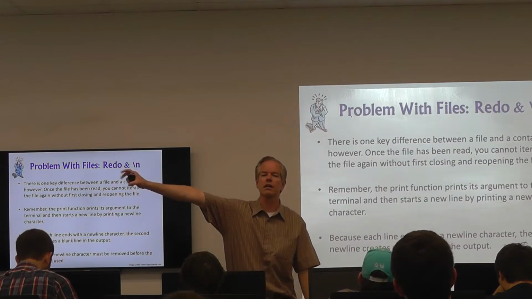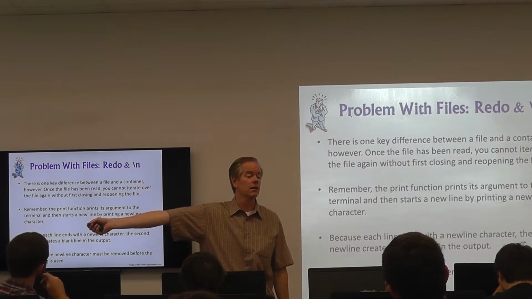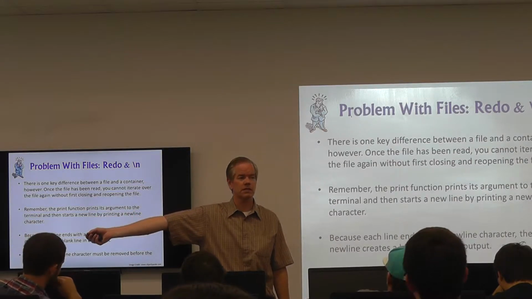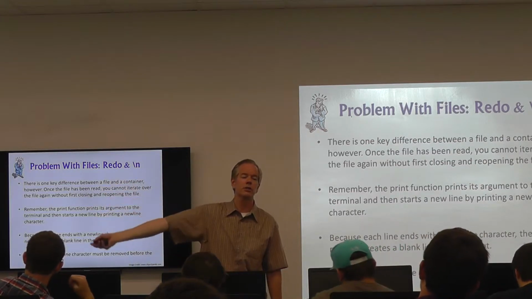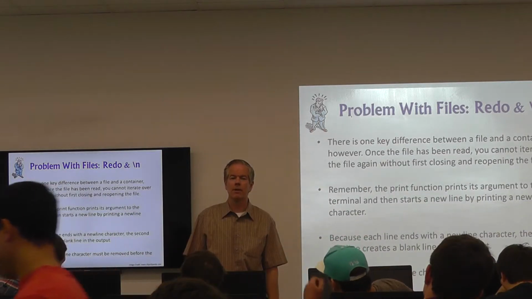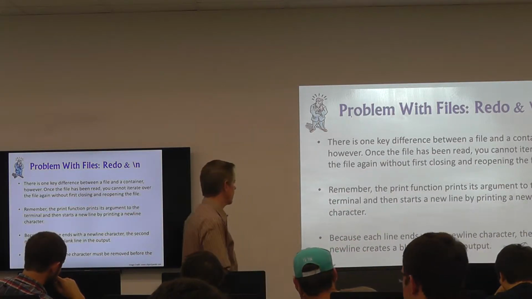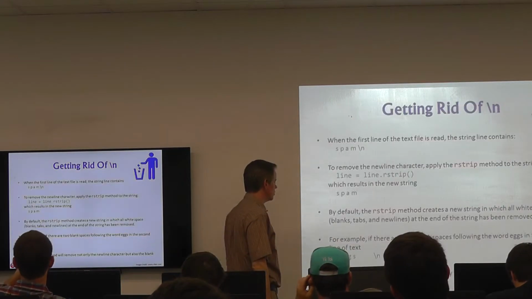So remember, when we suck in a line off a file, at the end of it, it has a \n, which basically says go to the next line. And when we do a print, print is automatically going to do that too. So if we put these two together, what are we going to get? A bunch of blank lines showing up, right? Generally, the new line character must be removed before the input string is used.